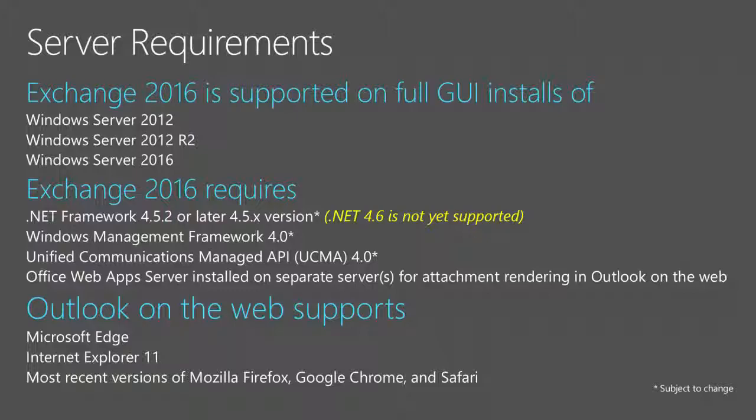We do need .NET Framework 4.5.2. That's the only thing that we've validated right now. 4.6 has not been validated with any version of Exchange, so you don't want that on any of your Exchange servers, not just 2016. And we do expect to still need the same versions of the Windows Management Framework and the Unified Communications Managed API as well. Those are subject to change, but I don't think those are going to change.